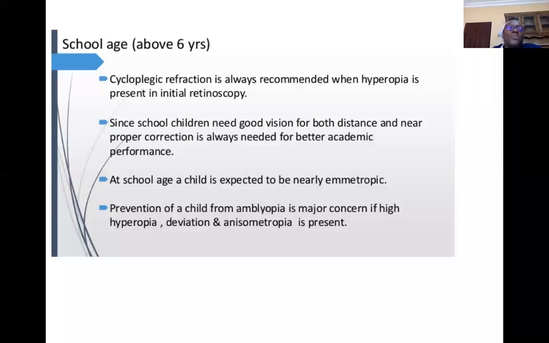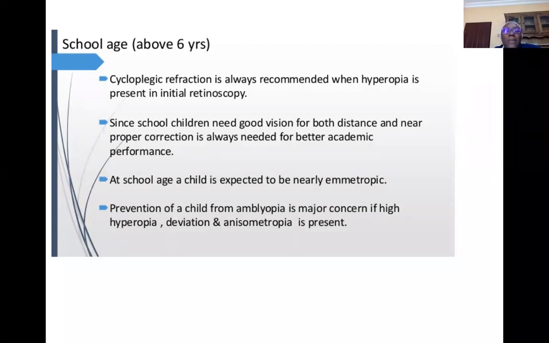Then at school age, it's recommended we also do cyclopegic refraction if they're above 6 years, especially when you notice that the child is hyperopic. And we know that for school, we need good vision for both distance and near. So proper correction is always needed for them to do better. And well, normally by 6 years, we should expect the child to be emmetropic. But if the patient has hyperopia, it's better to prescribe accordingly.